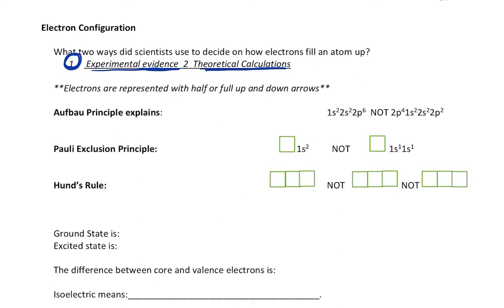Again, electrons are represented with either half up or full up and down arrows. We have three principles that guide how electrons fill the atom. The first principle is Aufbau, and what he said was something we've been alluding to this whole time. You fill the first energy level and you fill the S's first. Those are lower energy, they have no nodes. Then you fill the second energy level and you fill the S's, and then the P's, and then the D's, and then the third energy level.